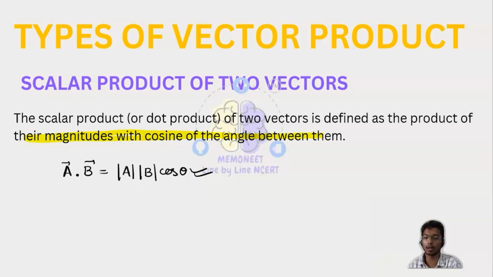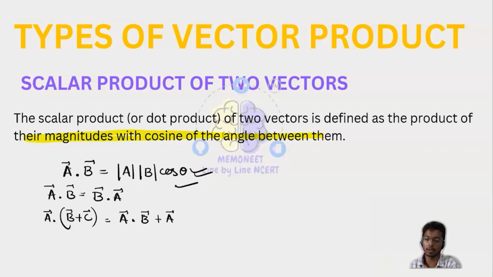When two vectors are multiplied, the scalar product is A vector B vector cos theta. This is a scalar. It is commutative, which means A vector dot B vector is equal to B vector dot A vector, and it is also distributive. Let's say we have A vector, B vector and C vector. So A vector dot B vector plus C vector is equal to A vector dot B vector plus A vector dot C vector. It is distributive.